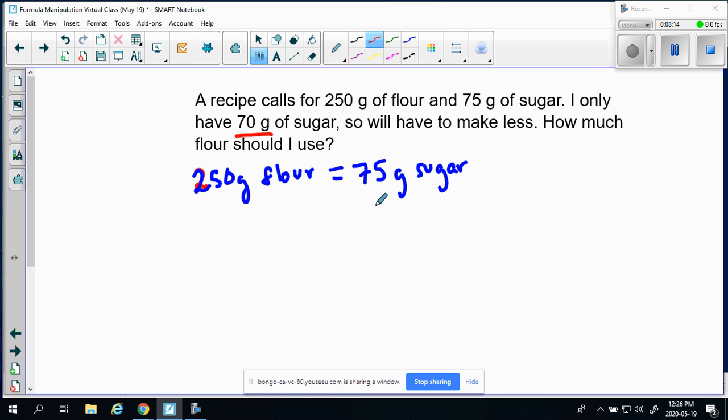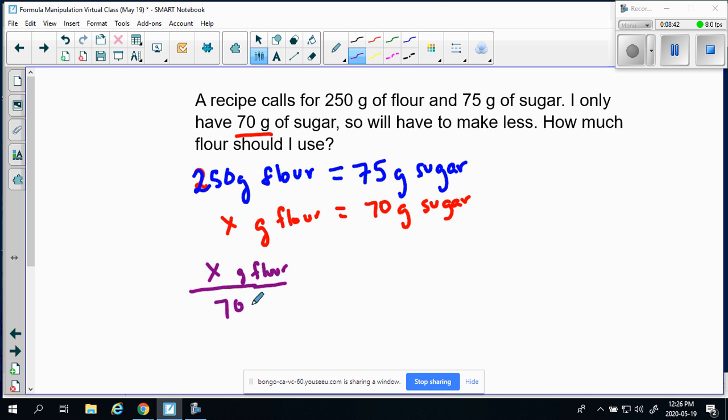So we want to know 70 grams of sugar is how much grams of flour, and that is our x. So we can do this using a method called proportional reasoning. So if we want to find x, the first thing to keep in mind is when you're finding x, it's much easier to find x when x is in the top. So we can put x in the top here. So x grams of flour and 70 grams of sugar.